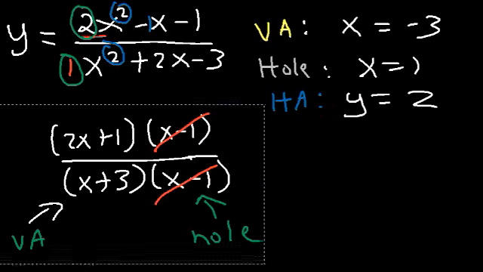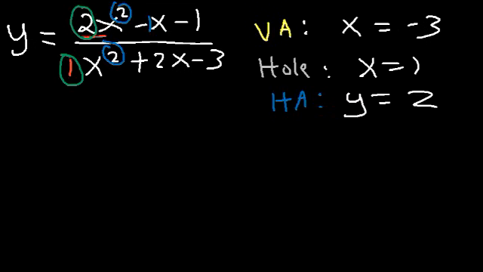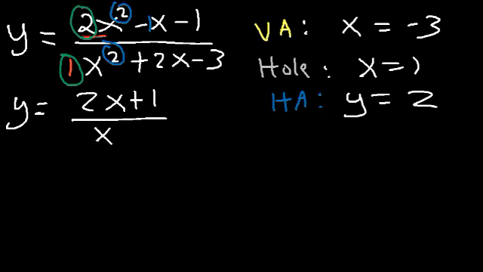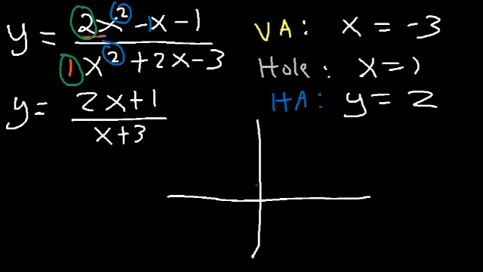So now we have enough information to graph the expression. We have the simplified equation 2x plus 1 over x plus 3 if we remove the hole. So we have a horizontal asymptote at 2 and a vertical asymptote at negative 3.